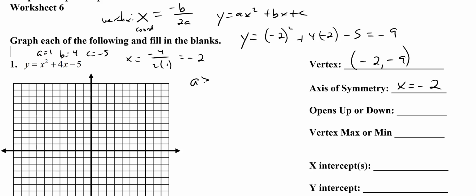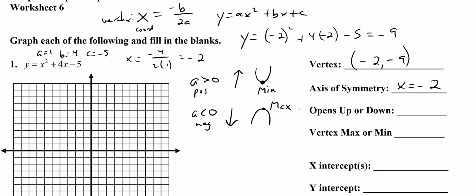And remember, guys, you look at the value of a. If a is greater than 0 or positive, it opens up. And if it opens up, think about it logically: that means that's a minimum. And if a is less than 0 or negative, then it's going to open down. It's going to look like this, and then that is a maximum. So you got to know that. So that kind of answers your question. In this case here, a is +1, so it is going to open up, and the vertex is then, of course, going to be a minimum.